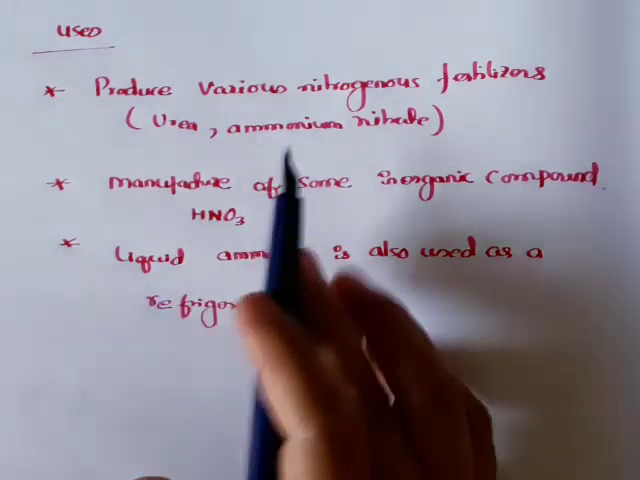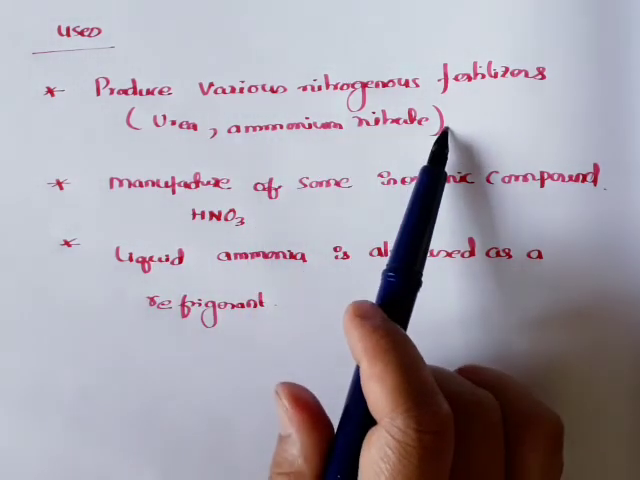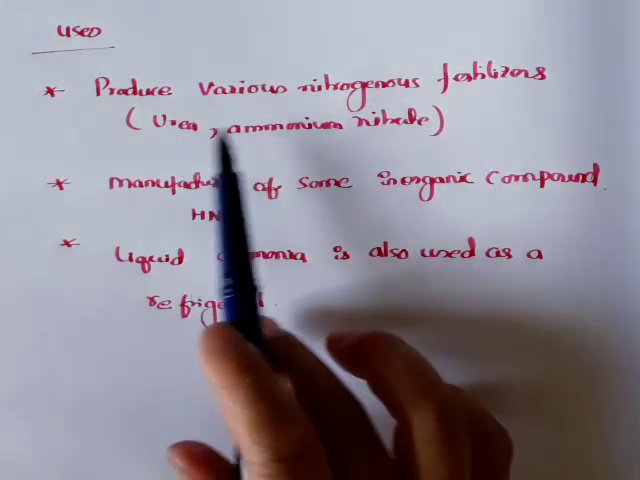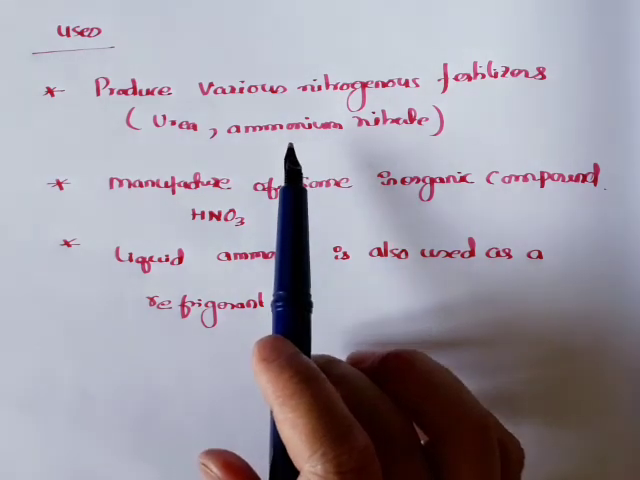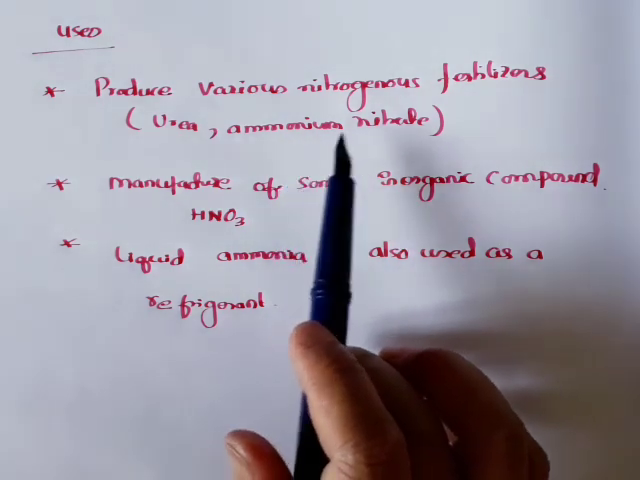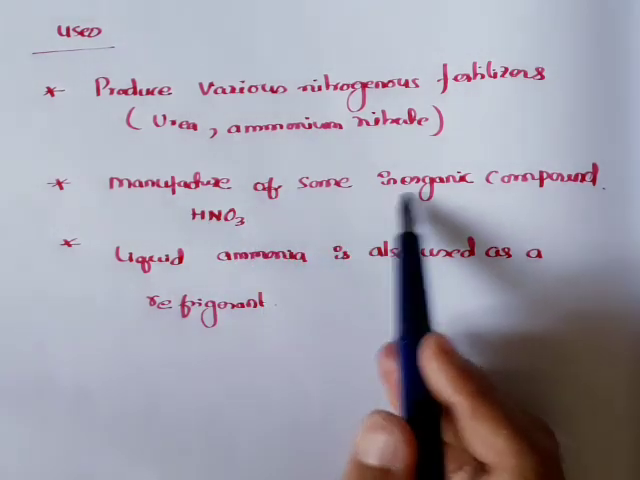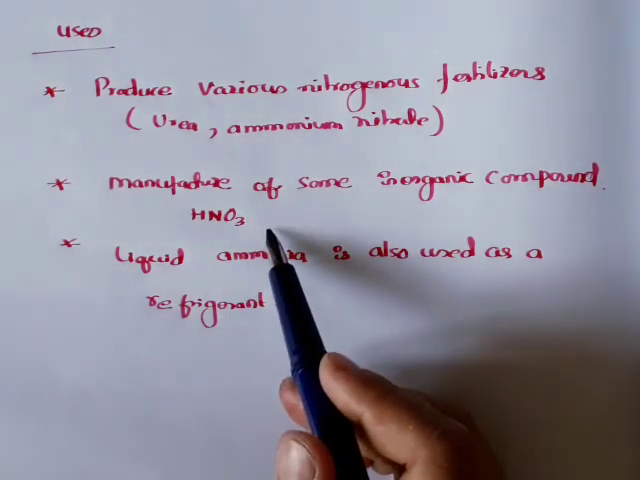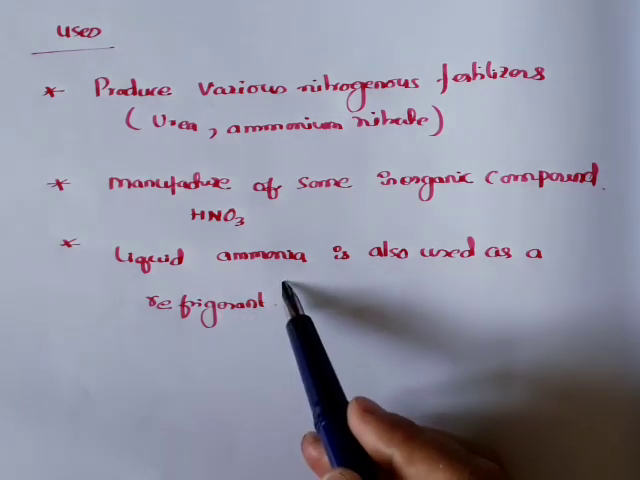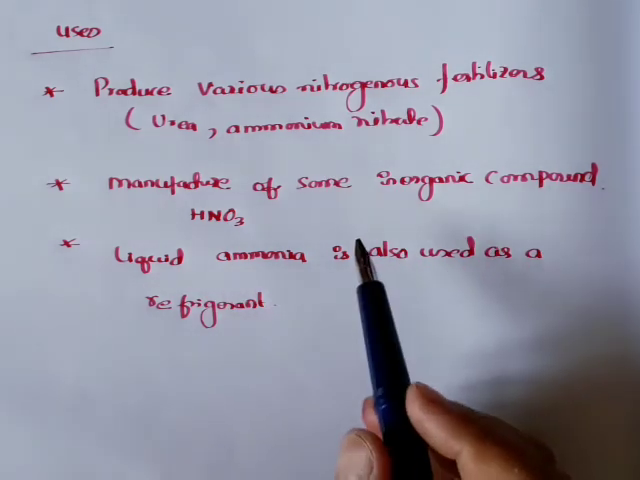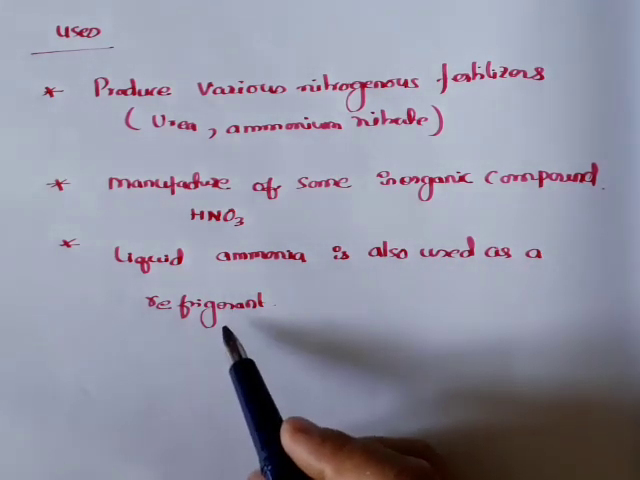Now lastly, the uses of ammonia. It is used to produce various nitrogenous fertilizers like urea, ammonium sulfate, ammonium phosphate, ammonium nitrate. It is also used to manufacture some inorganic compounds like nitric acid. Then liquid ammonia, like liquid nitrogen, is also used as a refrigerant.